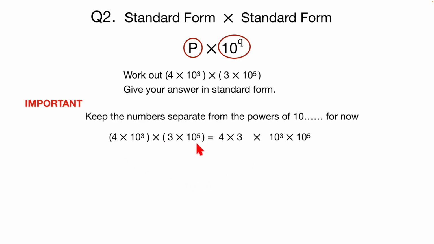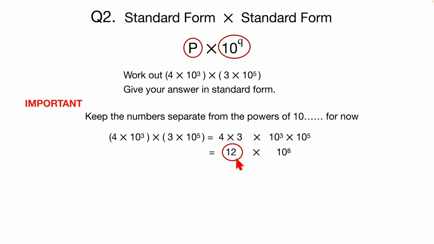So you can see this is just a long run of multiplications, so we can move them around and the value won't change. We can group the 4s and the 3s, and we can group the powers of 10. 4 times 3 is equal to 12. And if you remember, you add the indices, don't multiply them, and that equals 10 to the 8.